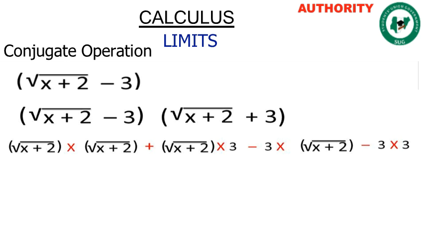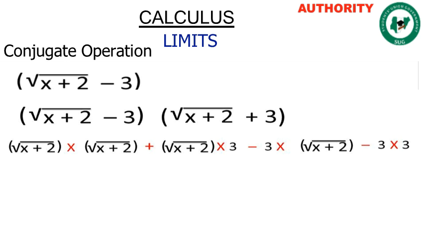We are going to have square root of x plus 2 multiplied by square root of x plus 2, which is the second bracket, plus square root of x plus 2 multiplied by 3. Then we'll have minus 3 times square root of x plus 2. Now we'll have minus 3 times plus 3. Now look at it. Let's perform the operation.